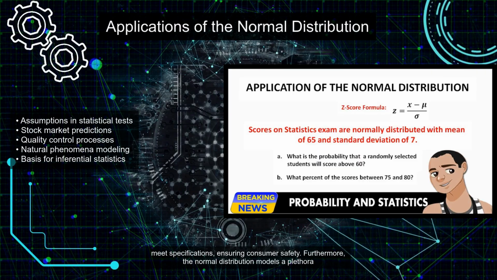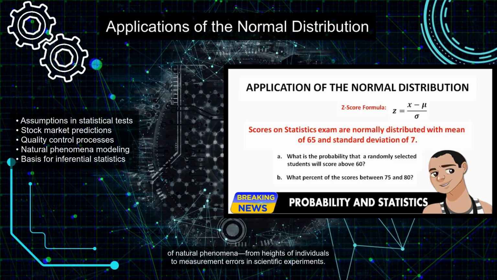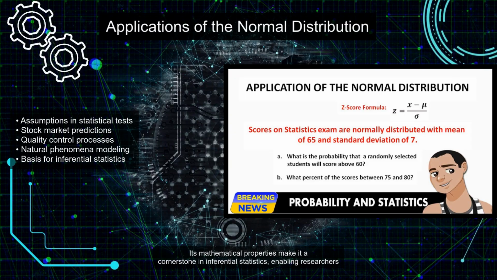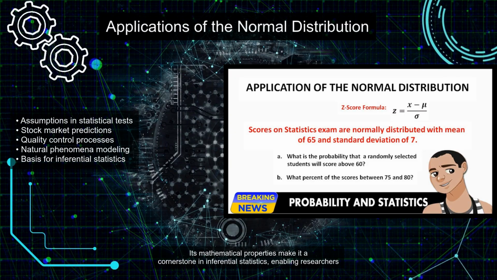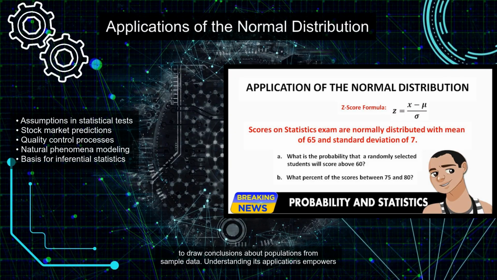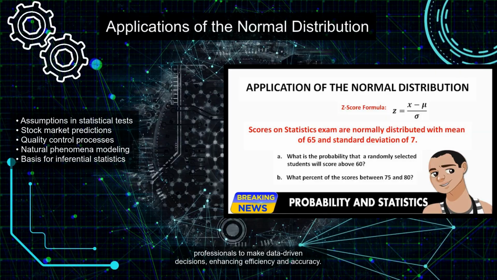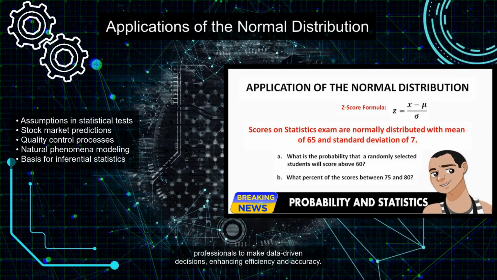Furthermore, the normal distribution models a plethora of natural phenomena from heights of individuals to measurement errors in scientific experiments. Its mathematical properties make it a cornerstone in inferential statistics, enabling researchers to draw conclusions about populations from sample data. Understanding its applications empowers professionals to make data-driven decisions, enhancing efficiency and accuracy.